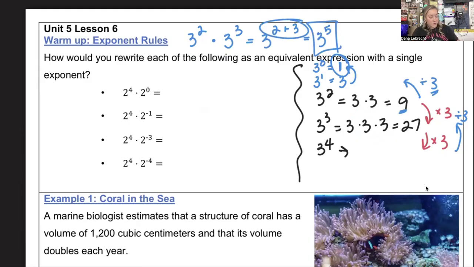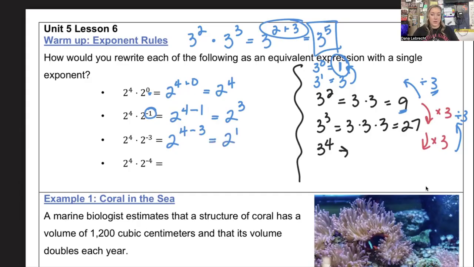So for this first one, if we have 2 to the fourth and then 2 to the 0, 2 to the 4 plus 0 just stays 2 to the fourth. That's not going to change our exponent. Our next one, we have 2 to the fourth, and then our other exponent is a negative 1. So we have 2 to the fourth minus 1, which gives us 2 to the third. Then we have 2 to the fourth minus 3, which is just 2 to the 1. And then 2 to the fourth minus 4 is just 2 to the 0, and anything to the 0 power is 1. So just a review of simplifying our exponents there.